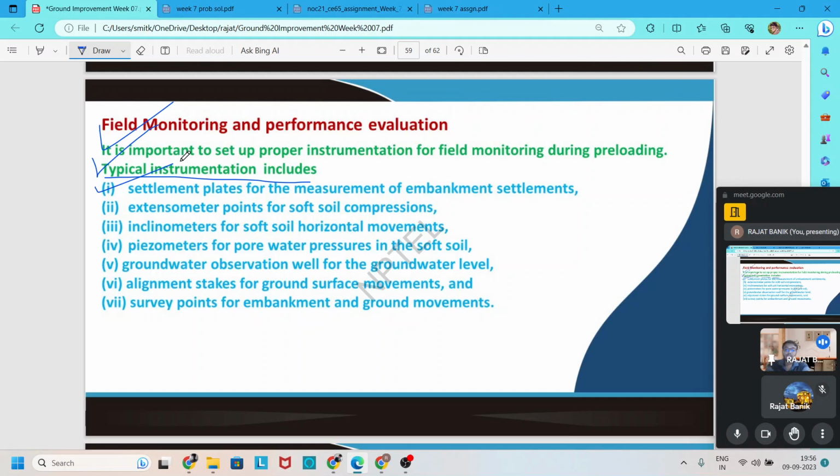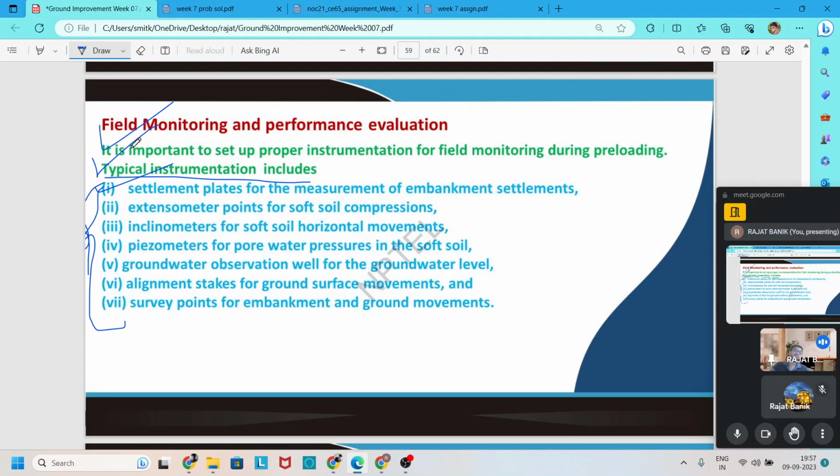Groundwater observation well is needed to check the level of the groundwater. Alignment stake is needed to check the ground surface movement, and survey points are needed for embankment and ground movements, to check the embankment and ground movement. These are the instruments needed during the pre-consideration.